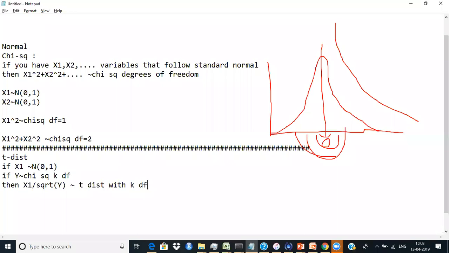You need to know these definitions because these are asked in the interviews. So you need to somehow remember this. Okay, so chi-square is sum of square of normal. Simple way to remember, sum of square of normal. T distribution is a ratio of a normal and a square root of chi-square. Right? Ratio of a standard normal divided by square root of chi-square.